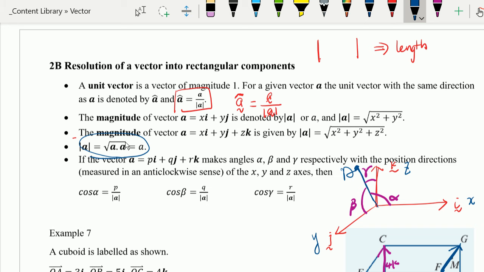So what's cosine alpha when we form the angle with the x-axis? We choose the value in front of i, so it's p over the length of this OA. That will be the cosine of this alpha here. Same as the other two. For the y-axis, we take q, which is the j value, and r with the z-axis. It's all over the absolute value of A, so all over the hypotenuse here, that's the OA.